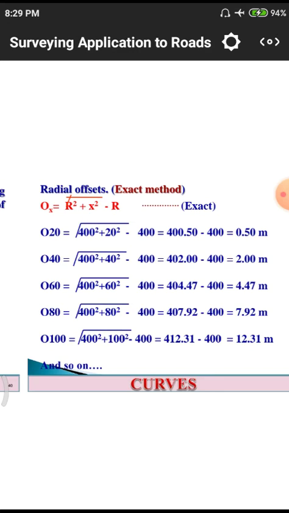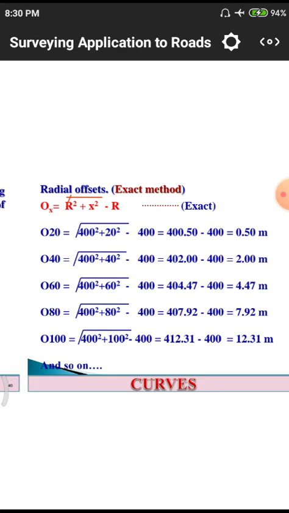This is the radius offsets. First, Ox equals square root of r square plus x square minus r, the exact value. After that we need to give some offsets at 20 meters, 20 meters, 20 meters. So that O20 means normally Ox equals the offset point.